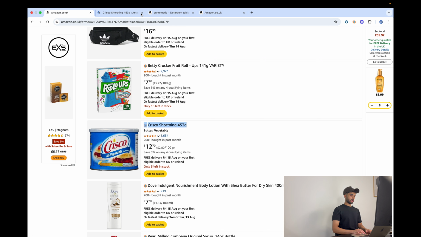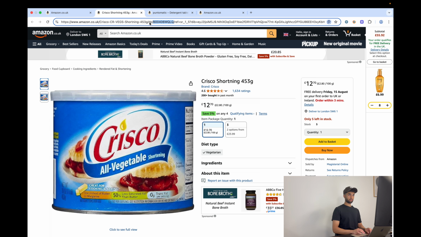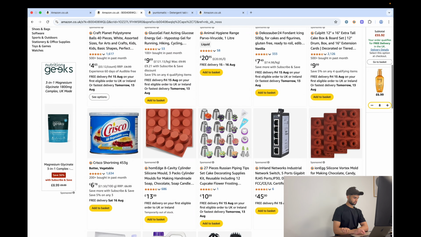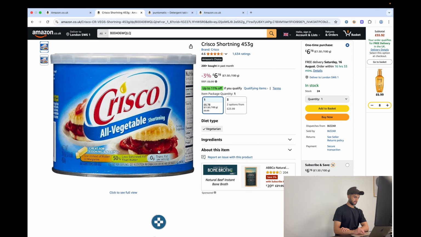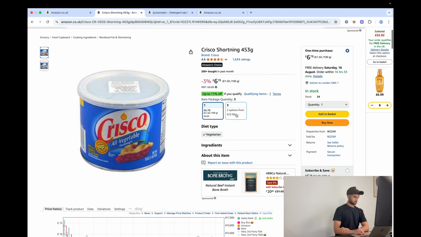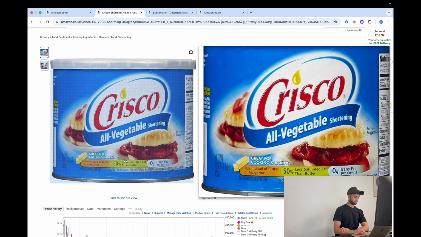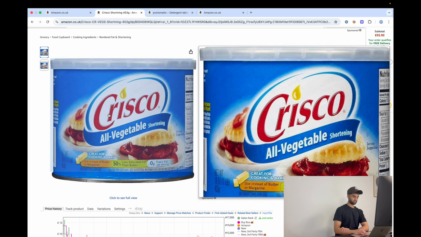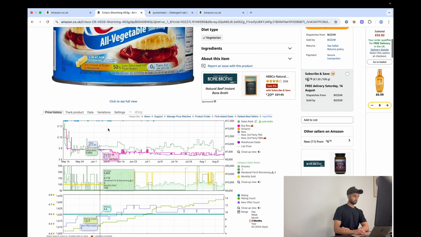Let's have a look at this listing here. Plug it in. Let's see what I see in regards to this. Straight off the bat, something I've just realized, this looks pretty international to me. It looks like it's from America, I would say, with the way the product just looks.